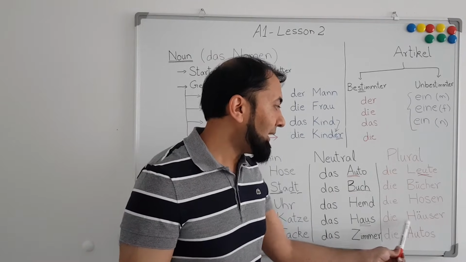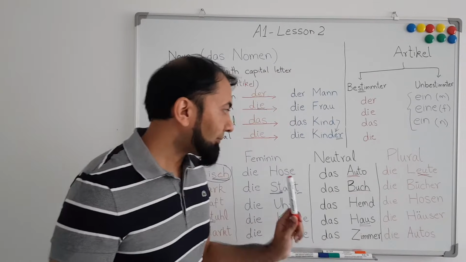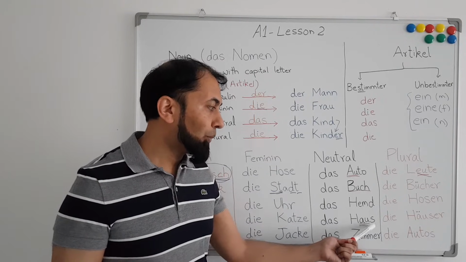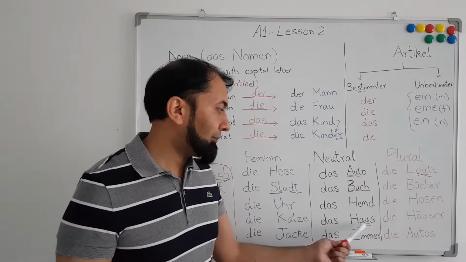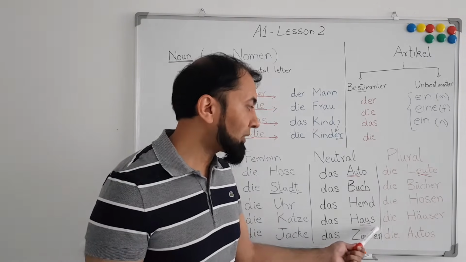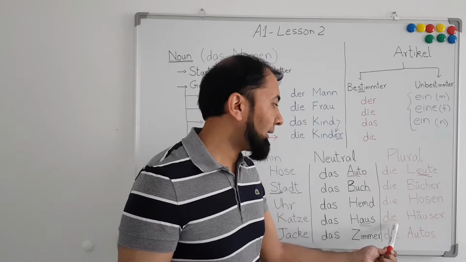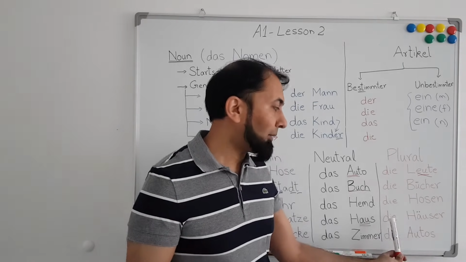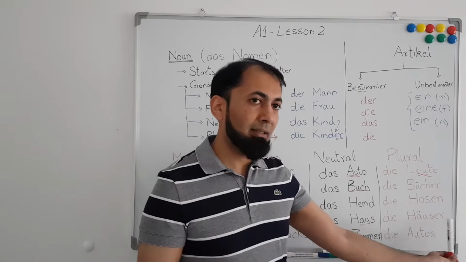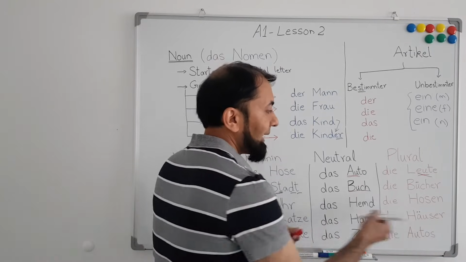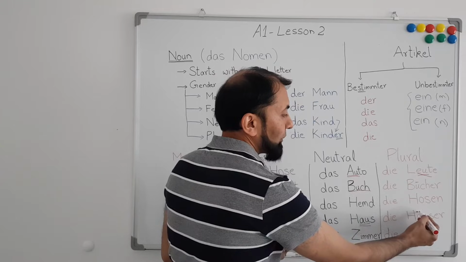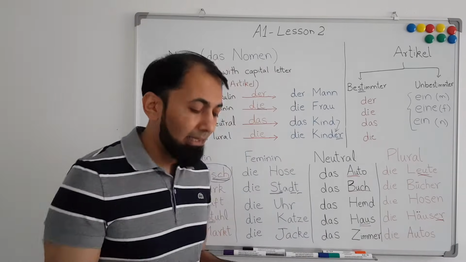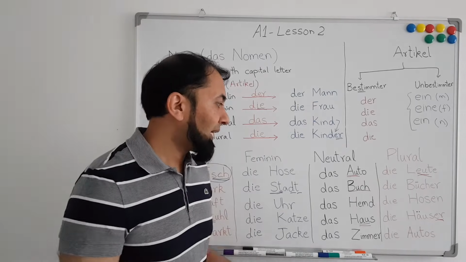Next is die Häuser. Now again we learned here Haus, house, means house, singular, and these are houses. So it will become die Häuser. So again the A is changed to A with umlaut, and we have added an "er" at the end in order to make it plural.